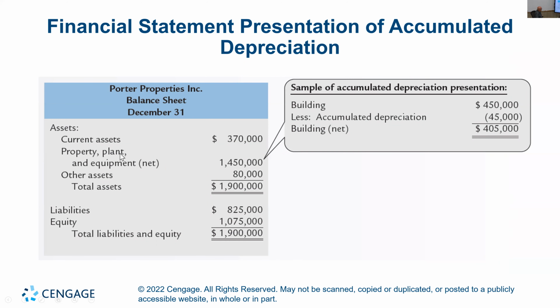Here again, here's how it's shown. It would say property, plant, and equipment. Net right here is $1,450. Then you have to go to the notes and see that the building was 450,000 minus the 45,000 accumulated depreciation, getting us to 405,000. That'd be shown in the notes. That 405 is obviously part of that amount right there.